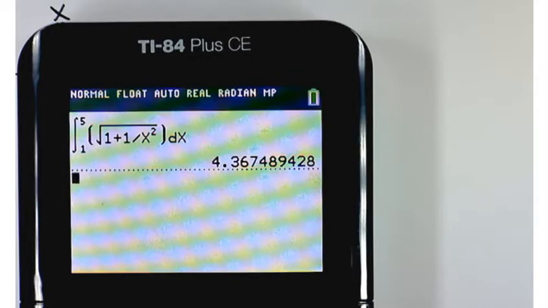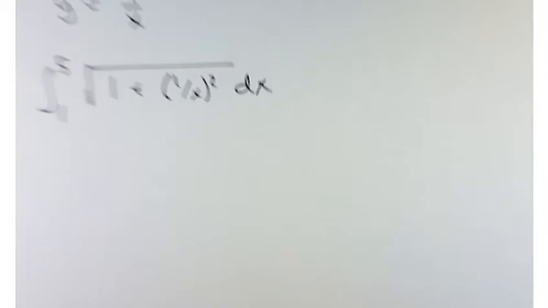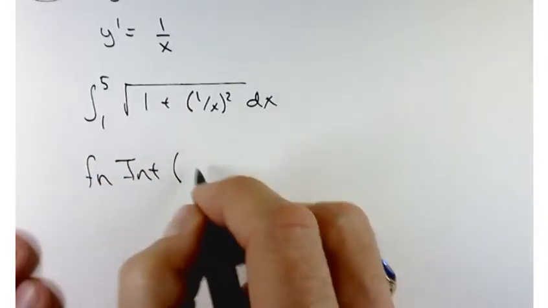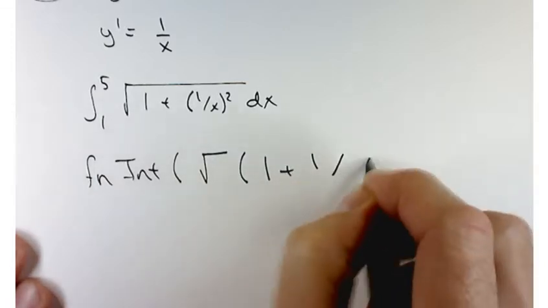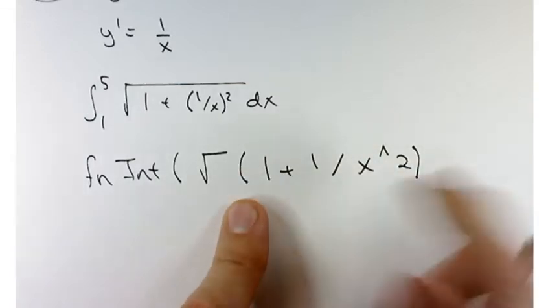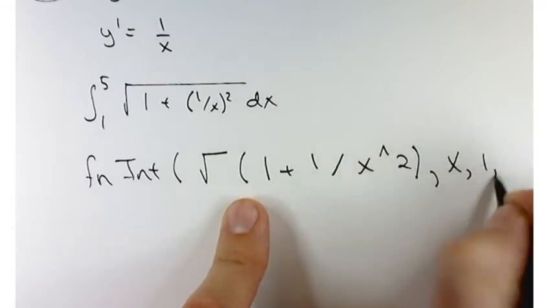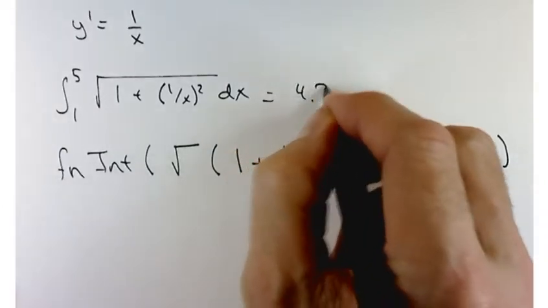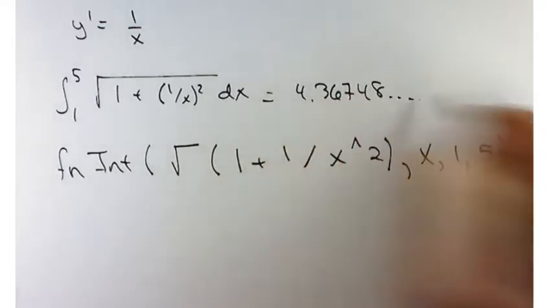If you have one that's old school, you can't do that, then it's probably going to look more like this. Fn int, left parenthesis, square root, another left parenthesis, 1 plus 1 divided by x raised to the second, right parenthesis to close off the square root, and then comma x, comma 1, comma 5. That should give you the same thing that we got, about 4.367489, etc.